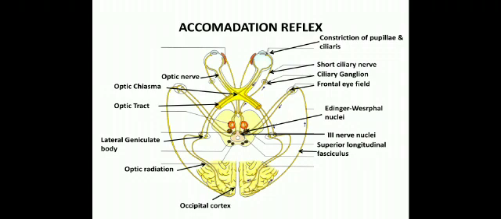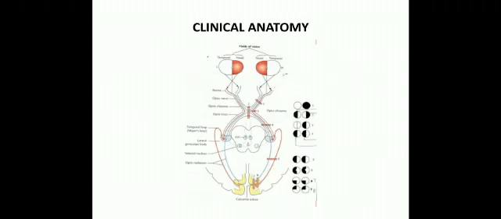So, the pretectal nucleus is not involved in this reflex. In a lesion of the pretectal nucleus, the light reflex is lost, but the pupil contracts on accommodation; that is called Argyll-Robertson pupil. Now the clinical aspect: the effects of lesions of different parts of the visual pathways.